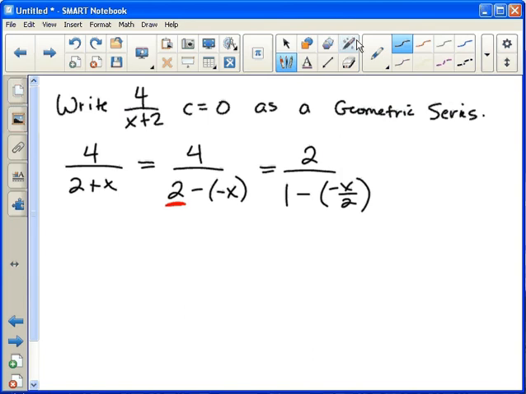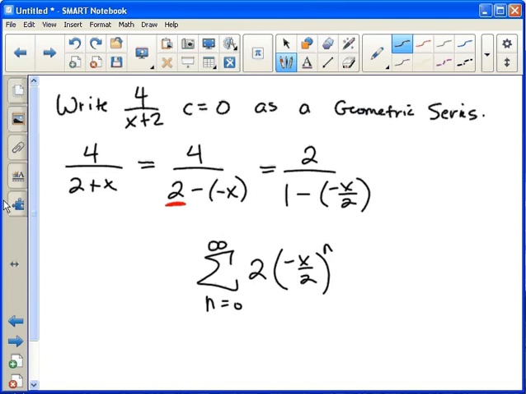Now this can be written as a geometric series. We plug in a, we plug in r, and we raise it to the n. And geometric series are going to start at 0 and go to infinity. Alright, so notice how we followed those 4 steps in a very specific order. You always want to go in that specific order.